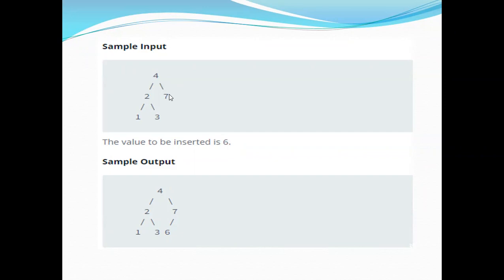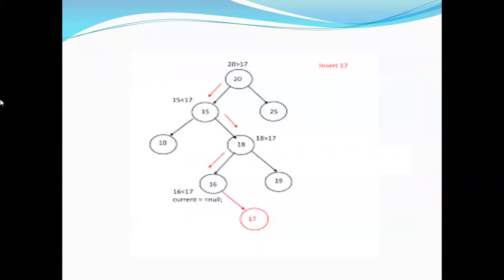So we will compare 6 and 7. When comparing 6 and 7, we find that 6 is lesser than 7. So we will insert 6 as the left child of 7. This is the status of this binary search tree after inserting 6.